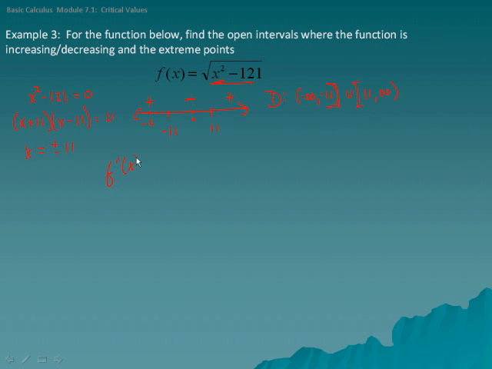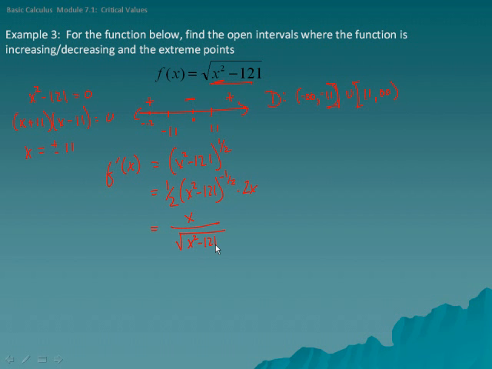Okay, now that we've got our domain issue straightened out, let's go through and find out where f prime of x is. Let's take the derivative so that we can see if we can find some critical values. And I can rewrite this as x squared minus 121 to the 1/2 power, which would give us 1/2 times x squared minus 121 to the negative 1/2 power times the derivative of the inside, which would be 2x. Notice the 2's would cancel, which would give us x over, and since it's the negative 1/2 power, I would drop it and put it under a square root. So it'd be the square root of x squared minus 121.